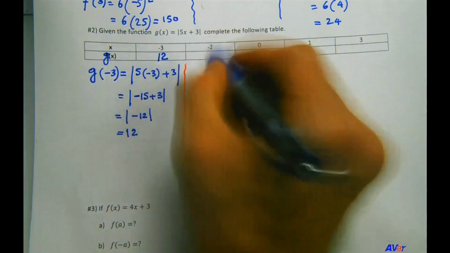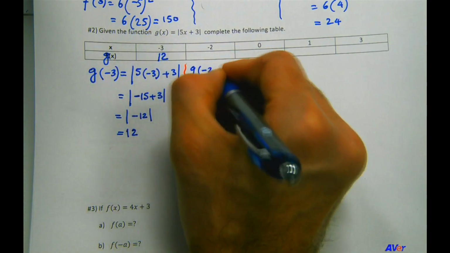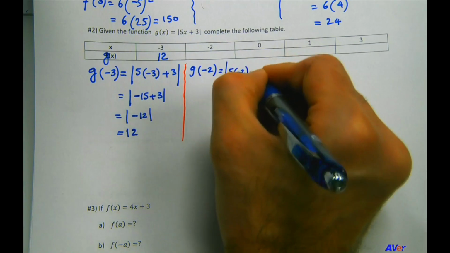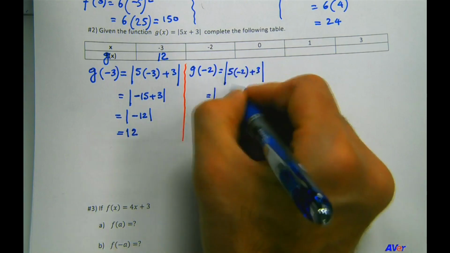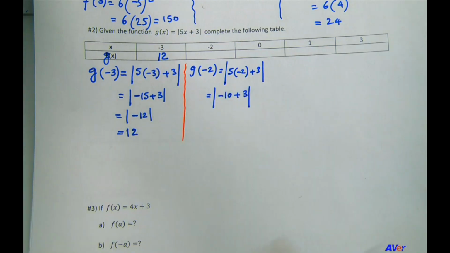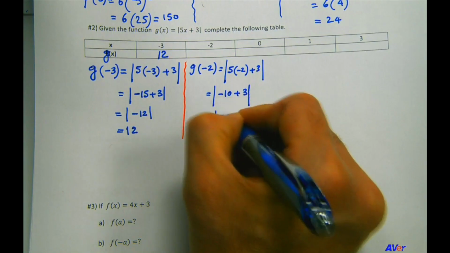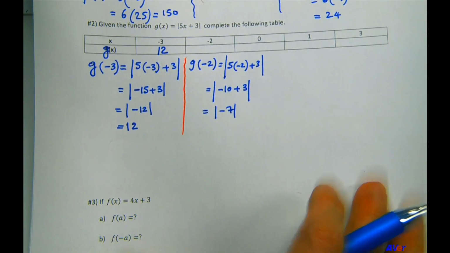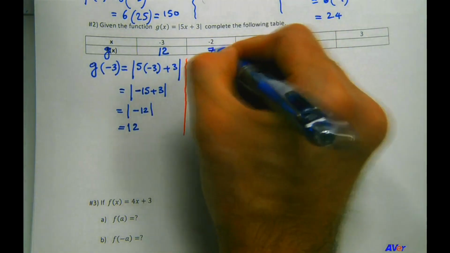Let's plug in for x with negative 2 here in the g function. So we have absolute value of 5 times negative 2 plus 3. 5 times minus 2 is minus 10 plus 3. Right? That would be absolute value of negative 7 when you add those two. And we end up with positive 7. And that 7 goes in here.